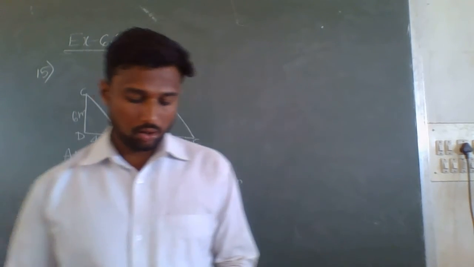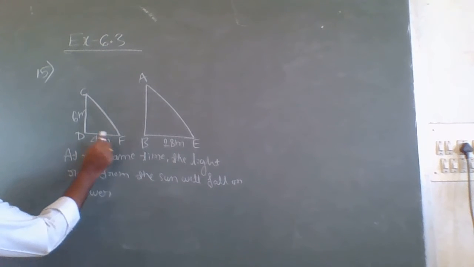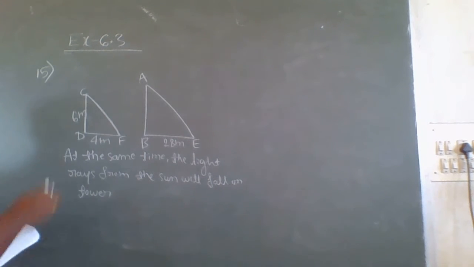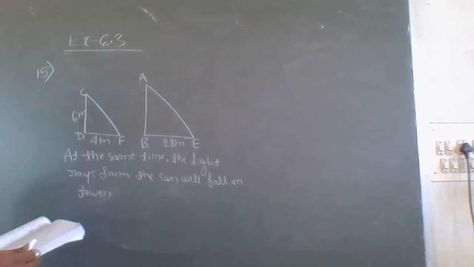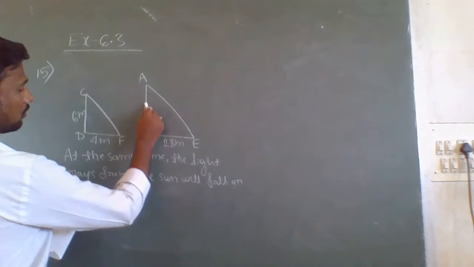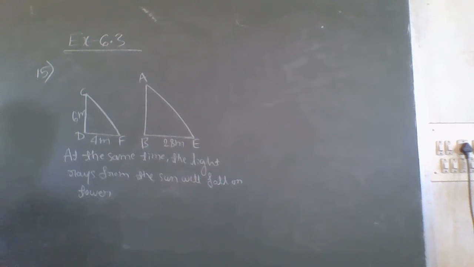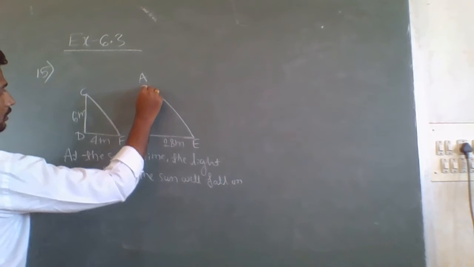A vertical pole of length 6 meters. So here, this is the vertical pole of 6 meters. It casts a shadow 4 meter long on the ground. So this is the 4 meter shadow of the vertical pole. At the same time, a tower casts a shadow of 28 meters. Find the height of the tower. So here we have to find out the height of this tower.